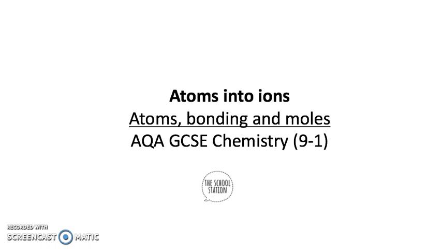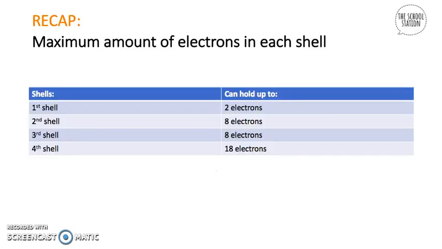So before we actually get into the main lesson of today, I just wanted to recap something we've learned in our previous videos. In my electronic structure video, I talked about the maximum amount of electrons in each shell. So we've learned that there is a limit for each shell. For example, in the first shell, after we have 2 electrons filled up, we have to go straight to the second shell. After the second shell has 8 electrons, we have to go straight to the third shell. And it keeps on going like that.